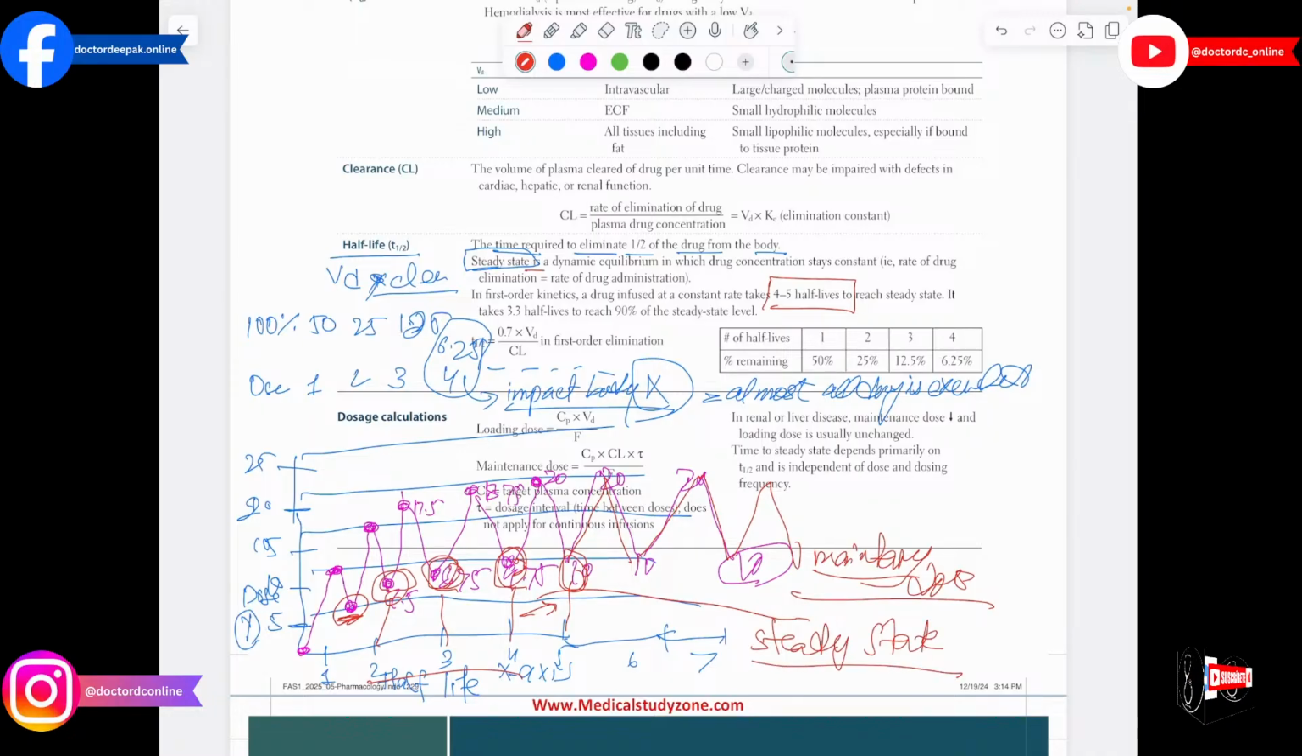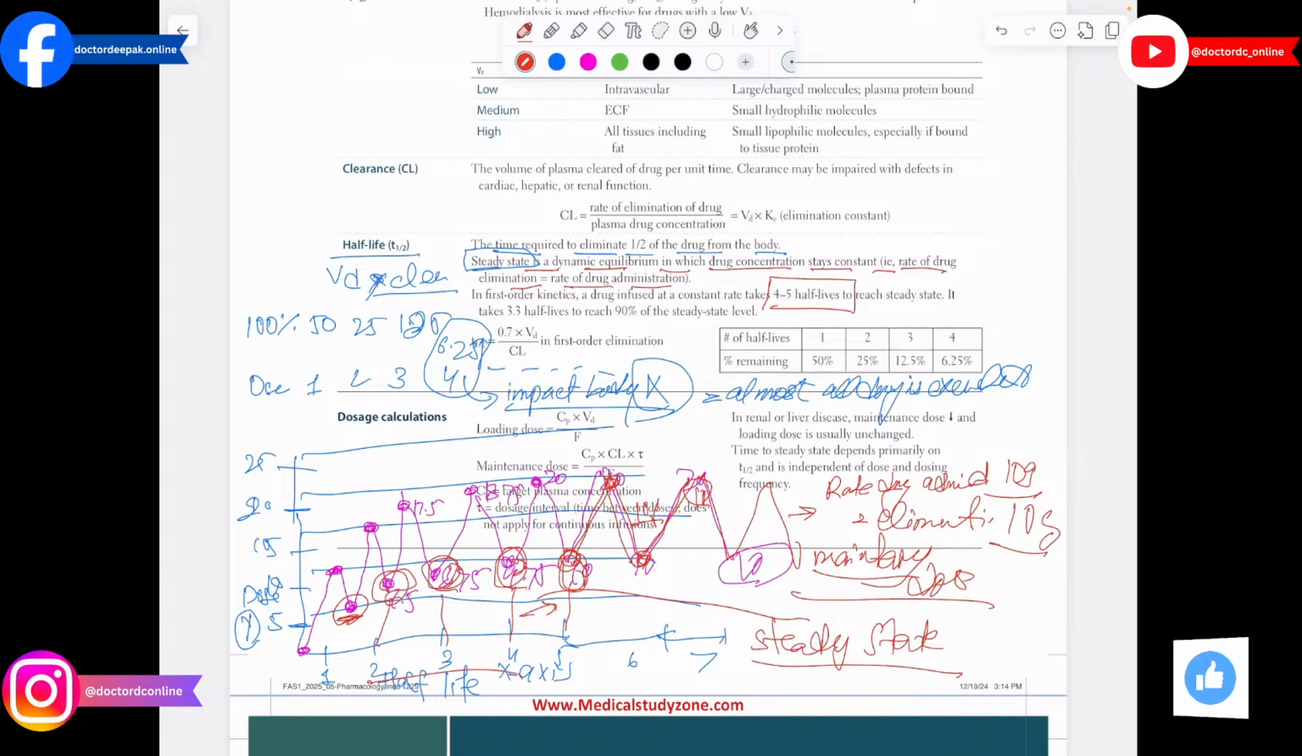Now the steady state is a dynamic equilibrium in which drug concentration stays constant when the rate of drug elimination is equal to the rate of drug administration. If you notice, it becomes 10, 20, 10, 20, which means the rate of drug we are administering, that is 10 grams, is equal to elimination, which is also 10 grams. When it comes to 10, we give 10, it becomes 20. After the half-life, 10 grams is eliminated again. When administering the 10 grams, it becomes 20.